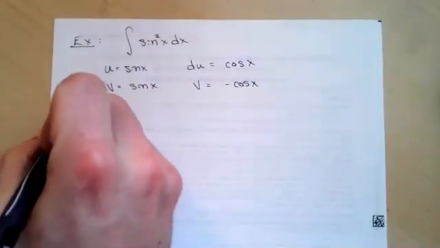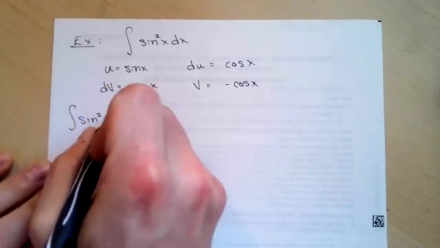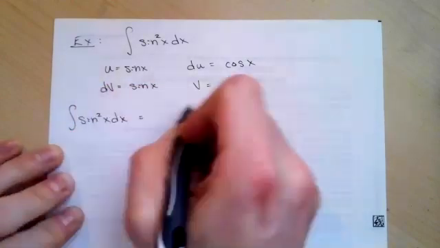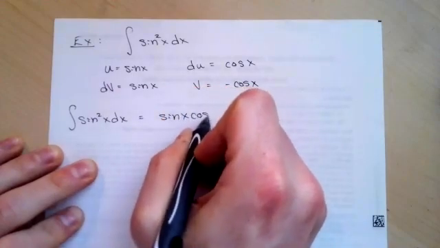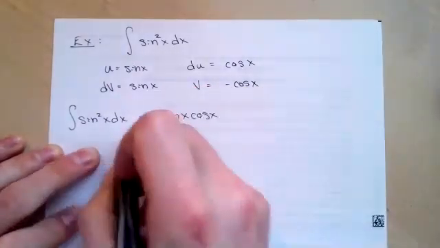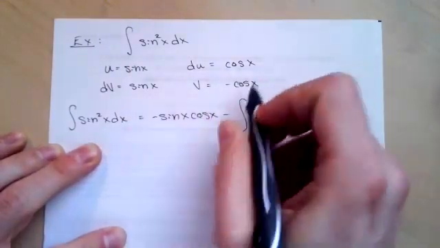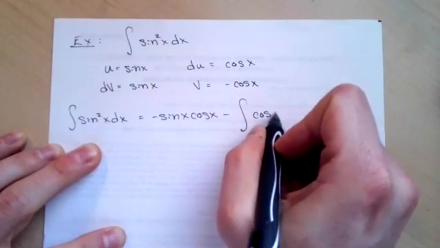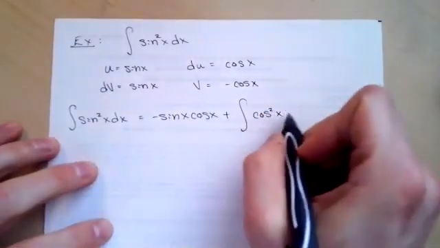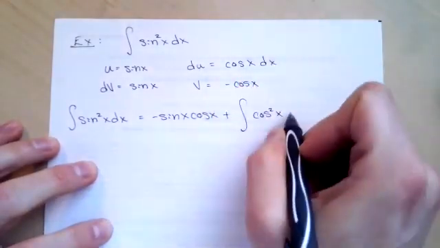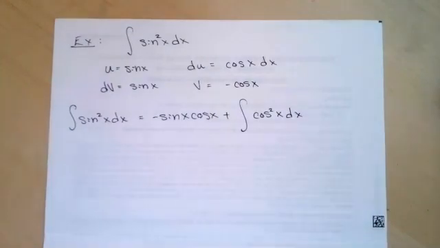And so what do we have? Our integral of sine squared is going to be sine x cosine x minus the integral of cosine squared x with a minus. Shouldn't we have a du at the end of the... yeah. Sorry, dx. Yeah.